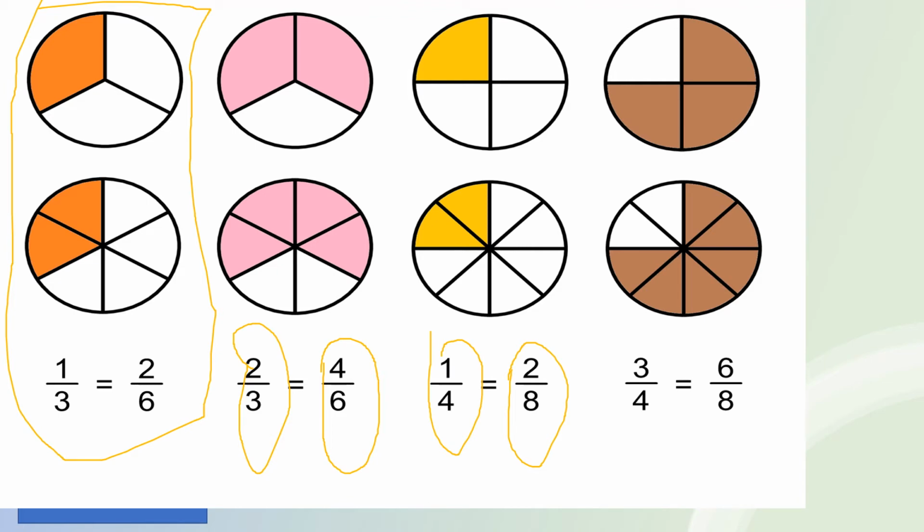So what I mean to tell you from this diagram is that 1 by 3 is equivalent to 2 by 6. They both mean the same. 2 by 3 and 4 by 6 also mean the same. 1 by 4 and 2 by 8 mean the same. And 3 by 4 and 6 by 8 also mean the same, or in other words we can say they are equivalent fractions. Okay, so now we are going to find equivalent fractions.